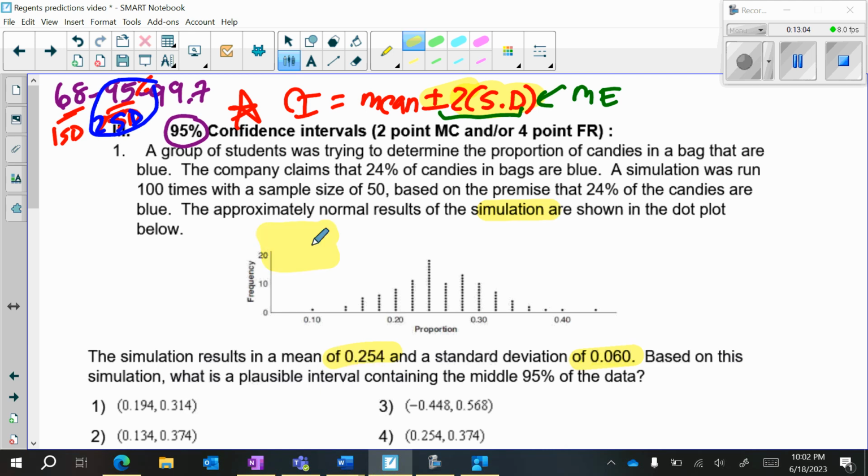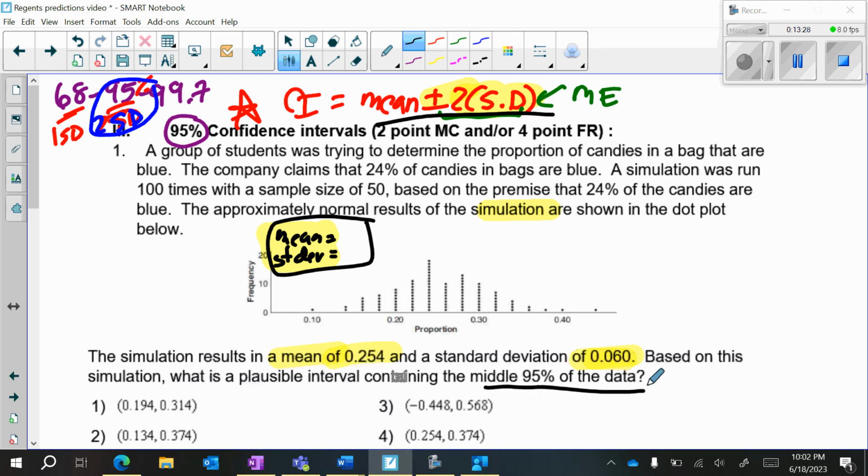Sometimes they write it on the top left in a little box, the mean and standard deviation. And sometimes they just write it in the question like they did down here. But just keep an eye out: if you see a little box in this corner that says mean and standard deviation, that might be where you have to look for them. So all you have to do is use the formula up top, the mean plus or minus 2 standard deviations, to get your 95% interval.